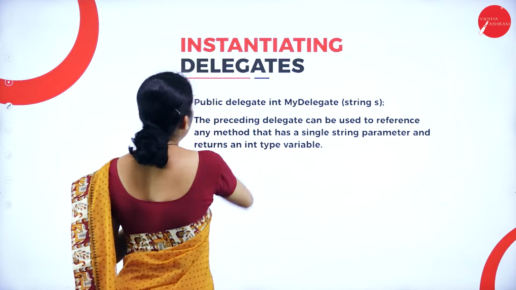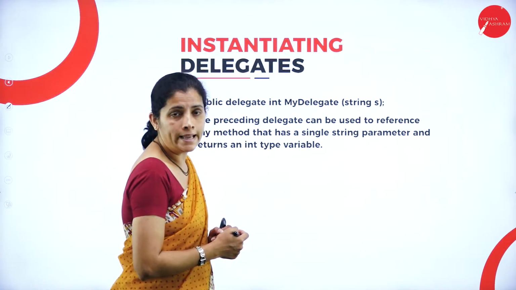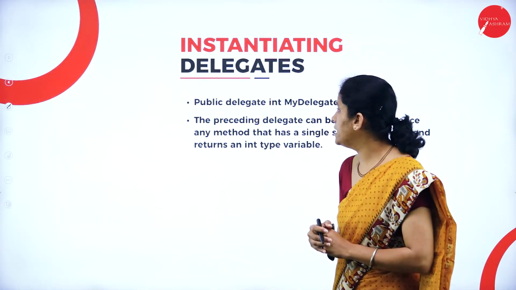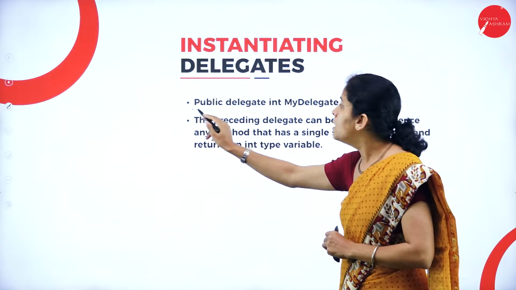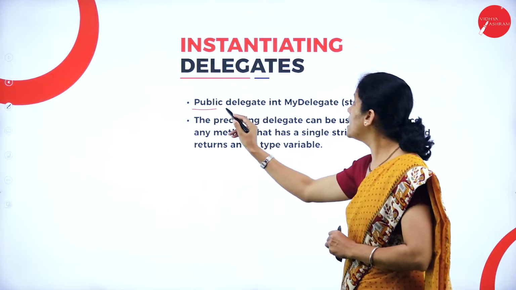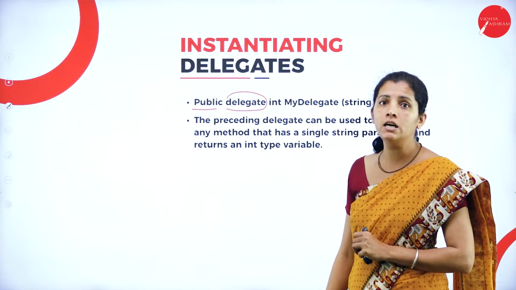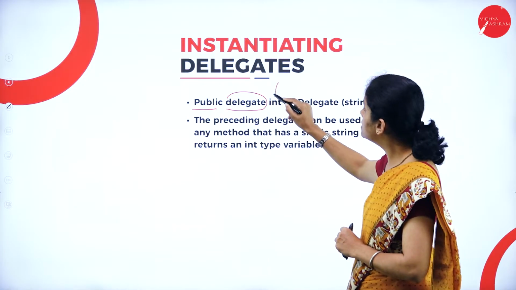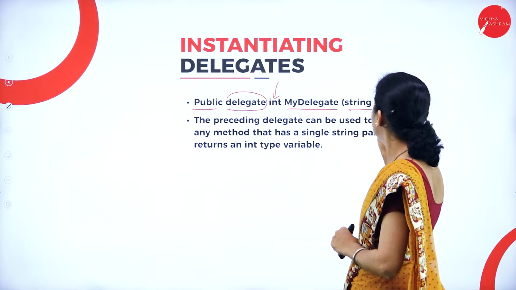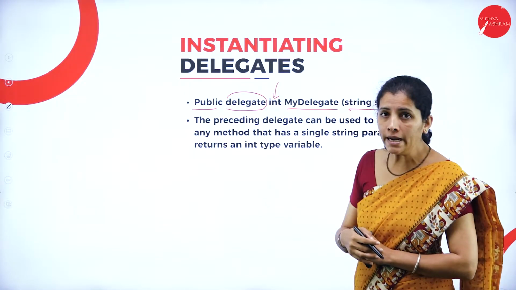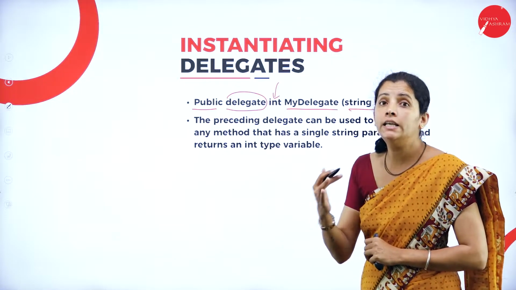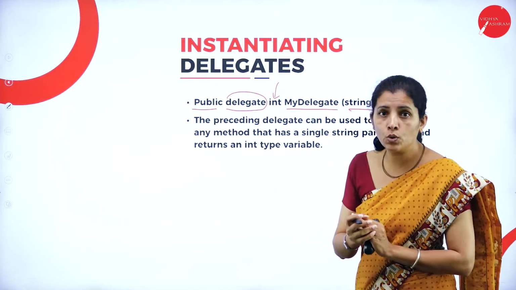Now, how do I initialize the delegate, or how can I invoke the delegate? So dear student, public, I want to specify the access specifier. Then I want to start with the keyword delegate, and this is my return type, this is my delegate name, and this is my parameters. So this is the example of how I can write or create delegates.